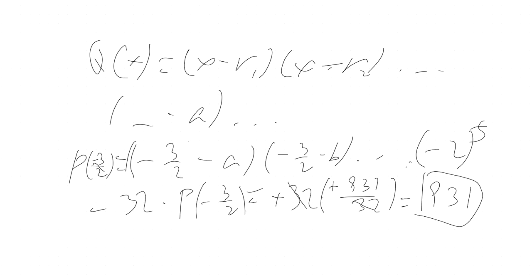Alternatively, you could also expand the desired value and use Vieta's formulas, or you could factor the polynomial, but I won't go into these details. Someone asked in chat how they got 932, but I think that will be a calculation error. The answer is 931. All right, moving on to the second problem.